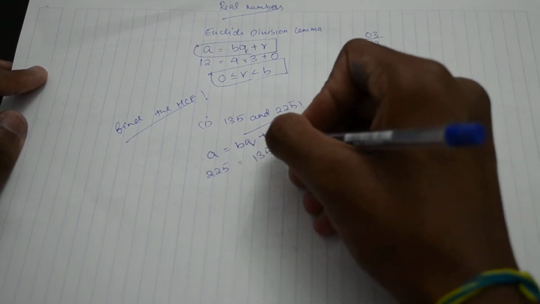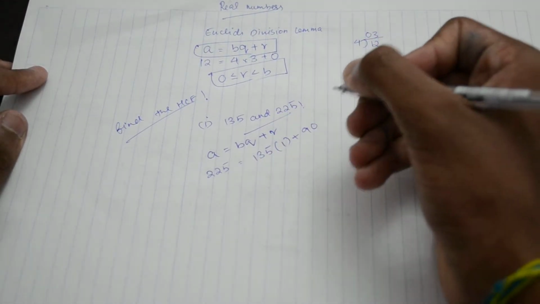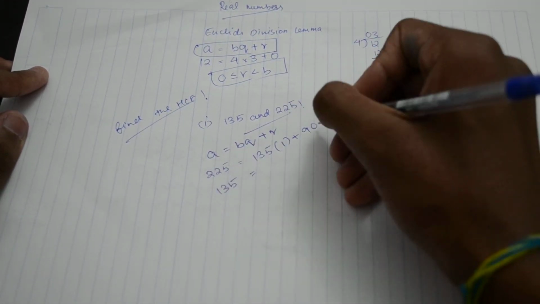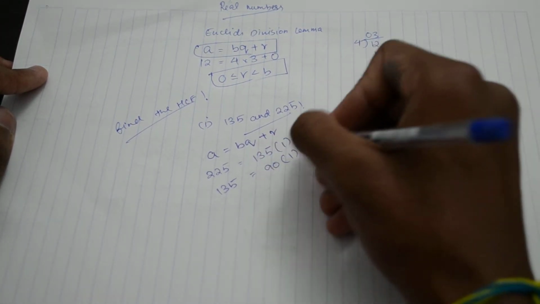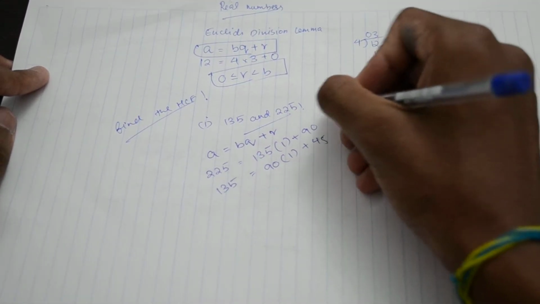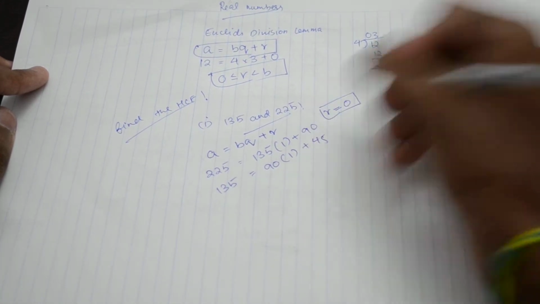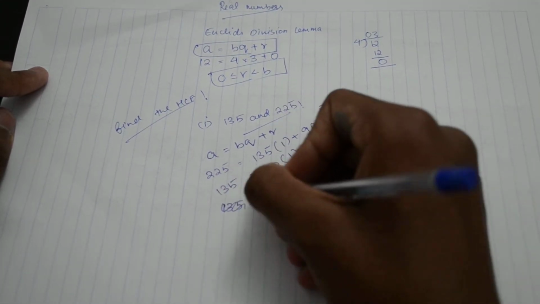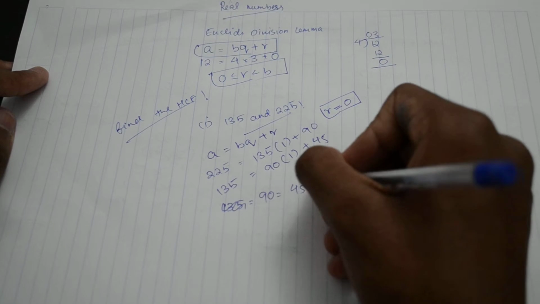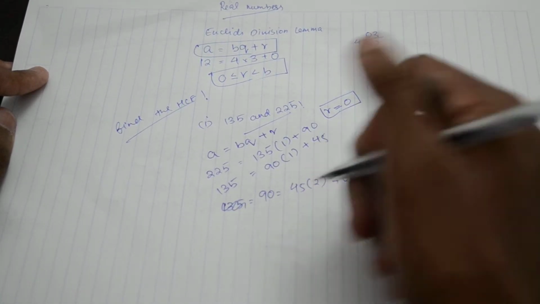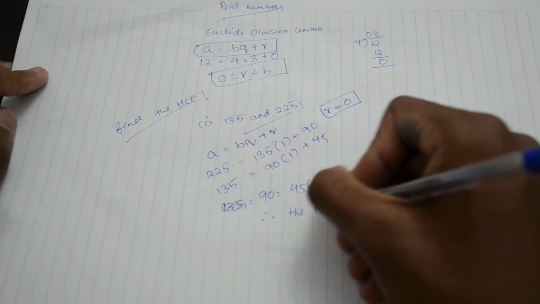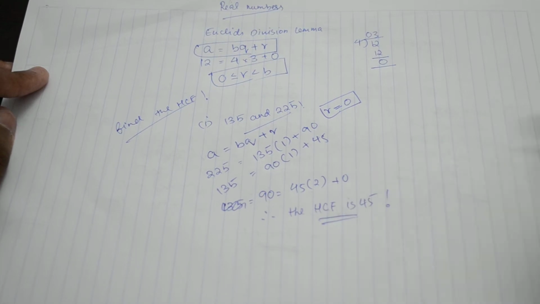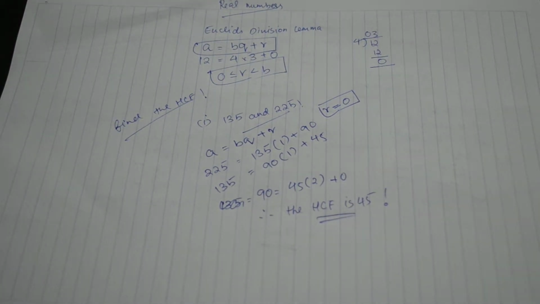And now we use simple division. 225 is 135 into 1 plus 90. Furthermore, take the b term and write it down as a, and take the r term and write it down as b. So this would be 135 is equal to 90 into 1 plus 45. Now we keep doing this until our remainder becomes 0 to find the HCF. This gives us 90 is equal to 45 into 2 plus 0. Therefore the HCF becomes the b term, which is 45. That's how we use Euclid's division lemma to find the HCF of a pair of numbers.